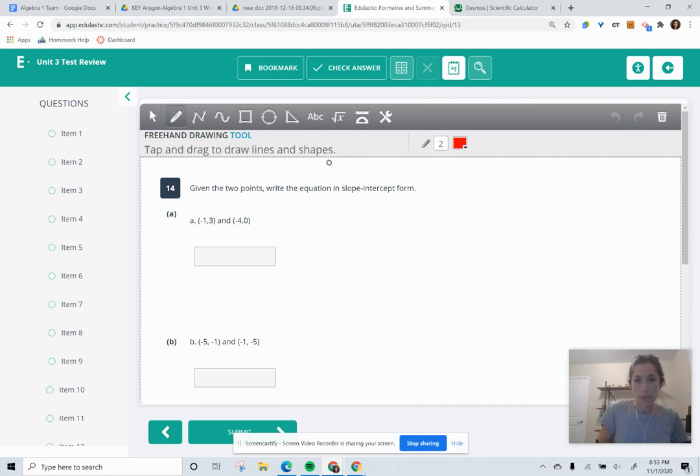Our slope formula is m equals y sub 2 minus y sub 1, change in the y, over change in x, x sub 2 minus x sub 1. So below each of these points, I'm going to label them x sub 1, y sub 1, x sub 2, y sub 2. So your first step here is just to find the slope.